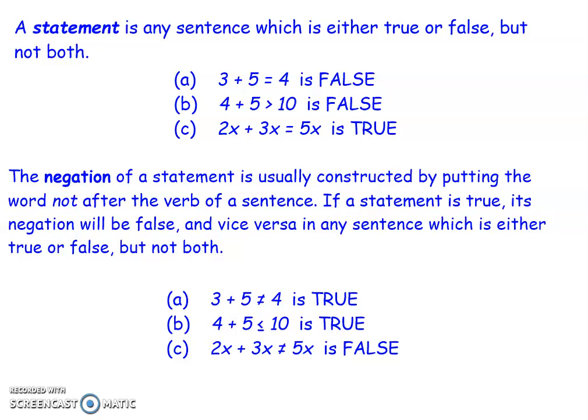And the negation of a statement is usually constructed by putting the word not after the verb of a sentence. So if a statement is true, its negation will be false, and vice versa in any sentence which is either true or false, but not both. So looking back at the previous ones, 3 plus 5 does not equal 4 is true. 4 plus 5 is less than or equal to 10 is true. 2x plus 3x does not equal 5 is false. So each of them have flipped by just putting the word not or changing the condition going from being greater than to less than or equal to and flipping that around. So the negation changes the meaning of a statement completely.